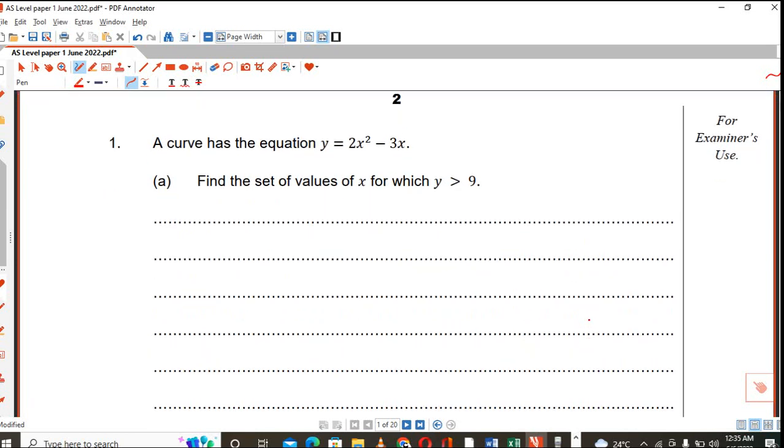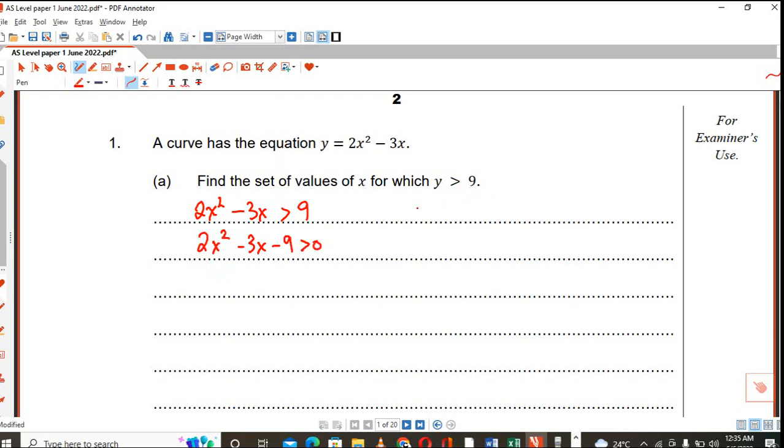So let's start with the first question. It says a curve has the equation y equals 2x squared minus 3x. Then they say find the set of values of x for which y is greater than 9. Clearly this is what we refer to as solving quadratic inequalities. This can be written as 2x squared minus 3x is greater than 9. Obviously it becomes 2x squared minus 3x minus 9 is greater than 0.